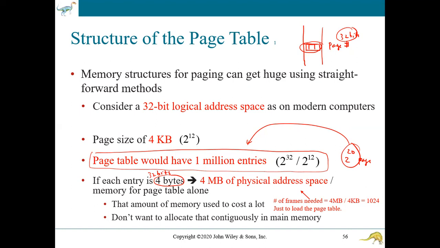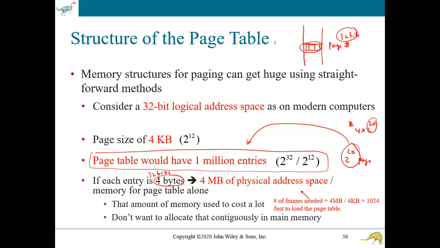So 32 bits, which means 4 bytes, multiplied by 2 to the power of 20. This is mega. So 4 megabyte. I shouldn't say megabyte for the physical address space, but 1 million multiplied by 4 bytes is 4 megabyte, the size of the page table, right? Is it not? The size of the page table alone. Do you agree with me? 4 megabyte is the size of the page table. Yes or no?